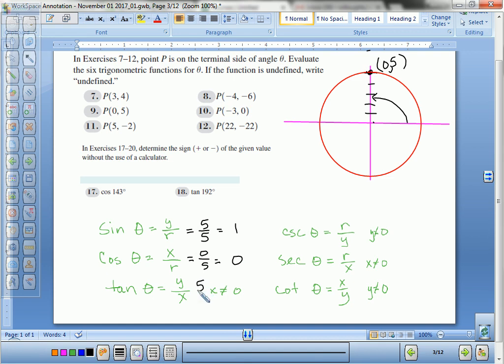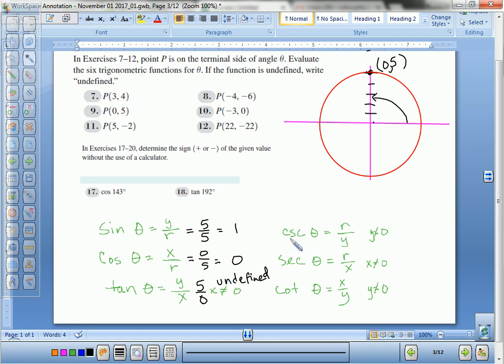Tangent is the y over the x. But what did we say yesterday? X cannot equal 0 because in that case it would be undefined. So tangent is undefined when the terminal side passes through the point (0, 5). Guys, what would the angle of rotation be for this particular point? 90 degrees. So tangent of 90 degrees is undefined. What about 180? No, we'll look at that in a second.